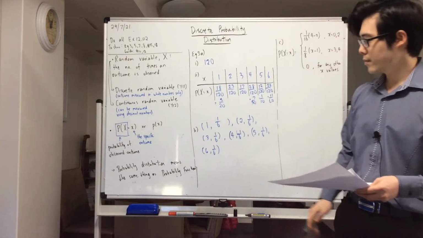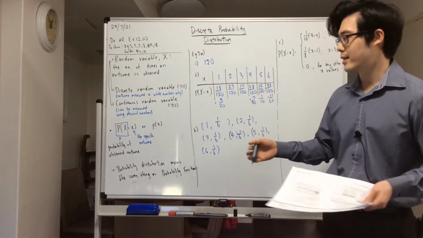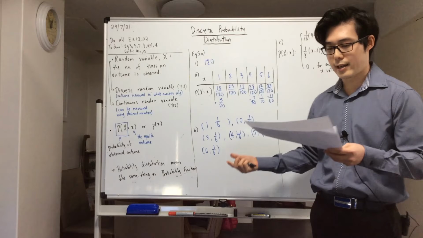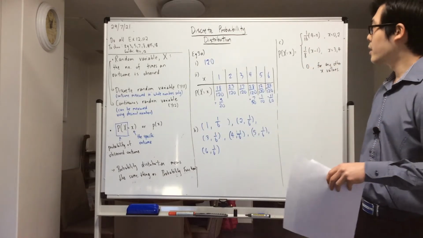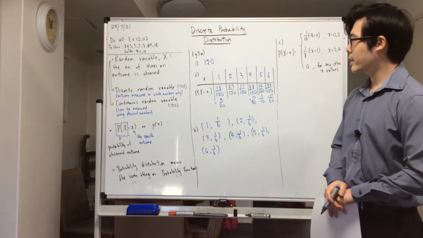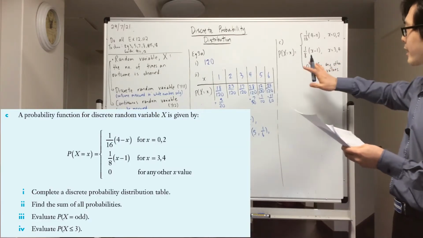So probability distribution doesn't always have to be a table. It usually is, unless they specify. It can also come as a set of coordinates. Right, let's have a look at C now. So this is a new question.